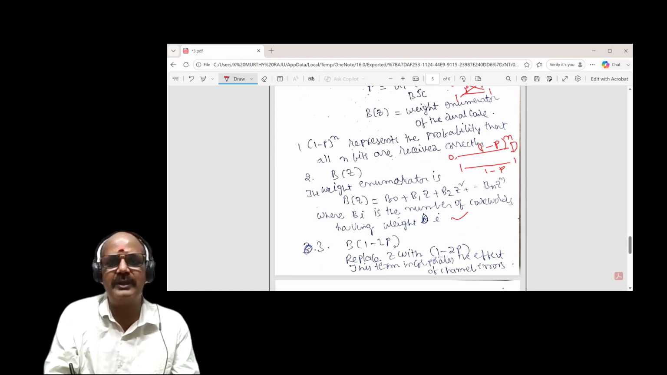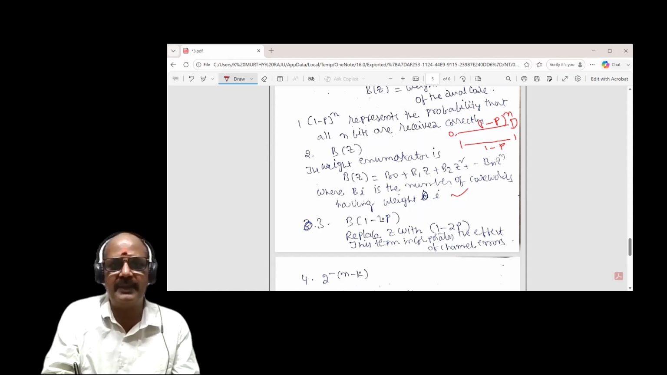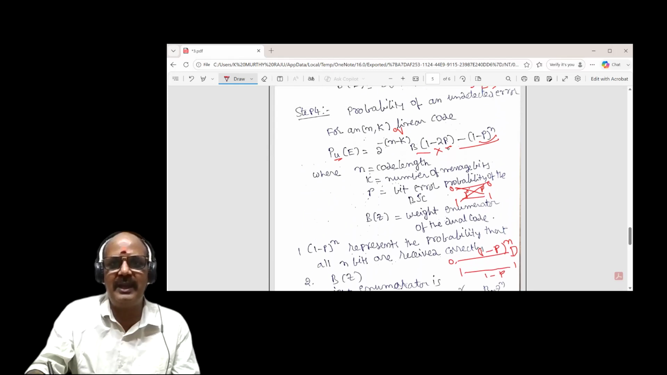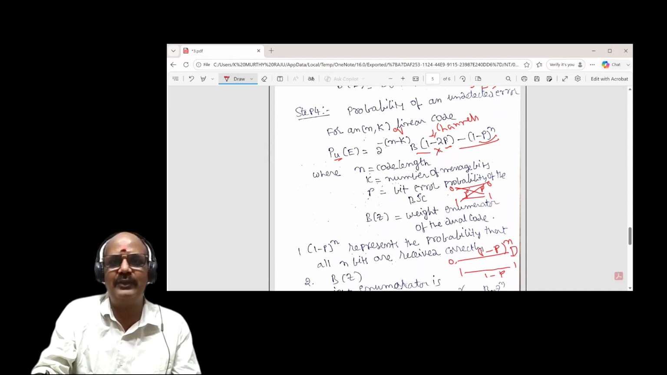B of (1 minus 2p), not zp. This is the 2p. Replace z with 1 minus 2p. This term incorporates the effects of channel errors. B of (1 minus 2p) represents channel errors. 1 minus p means bits are correctly received, whatever bits are transmitted from the transmitter, the same bits appear at the receiver. This term represents channel errors.